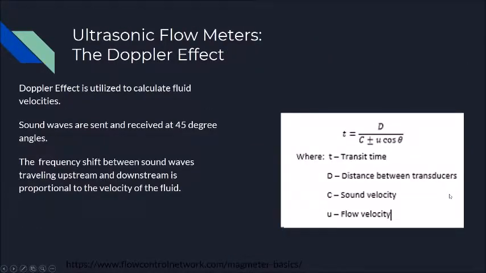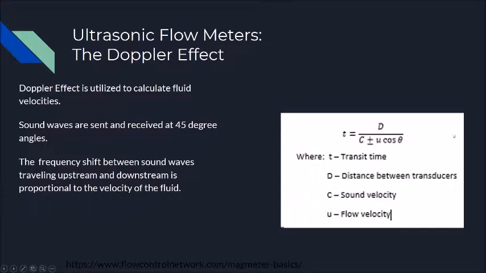And then the governing principle behind an ultrasonic flow meter is the Doppler effect. So the Doppler effect is what is utilized by the transmitter, the flow meter's brain, to calculate the fluid's velocity. So sound waves are sent and received typically at a 45-degree angle between either the single or dual transducers, and then the frequency shift between sound waves traveling upstream and downstream is proportional to the velocity of the fluid.